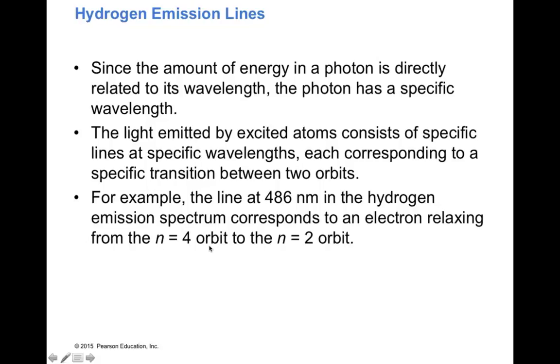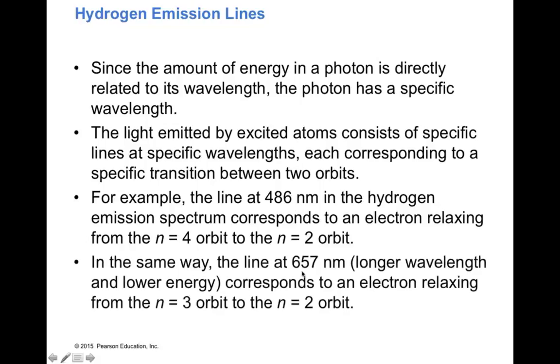Remember that the electron at the beginning was at n equals 1. We excited that electron and it jumped from 1 to 4, and then it relaxed from 4 to 2. It released energy, and that energy corresponds to a wavelength of 486 nanometers.